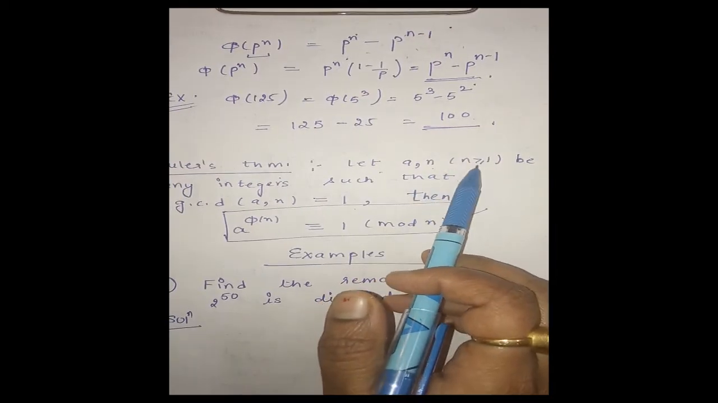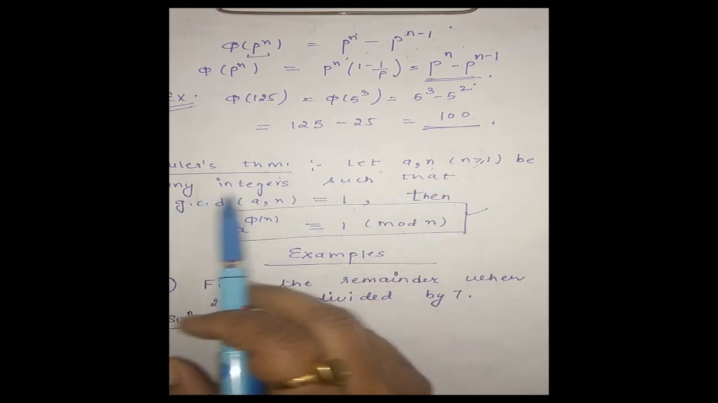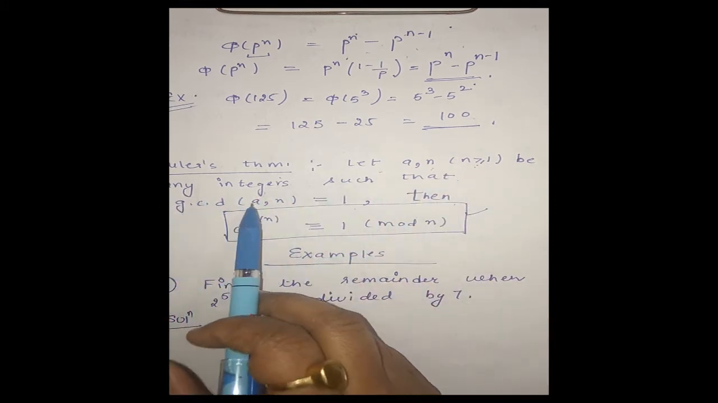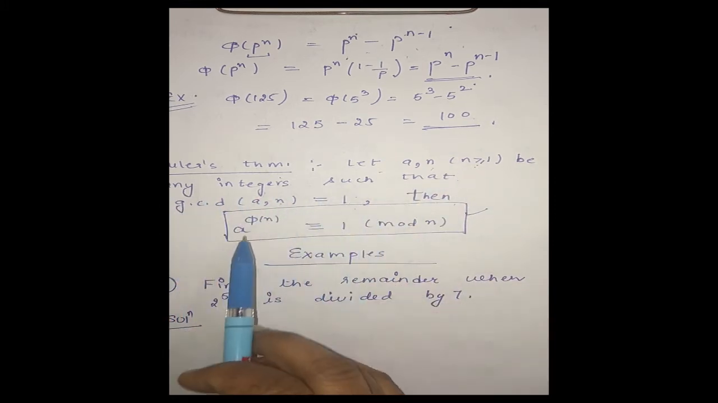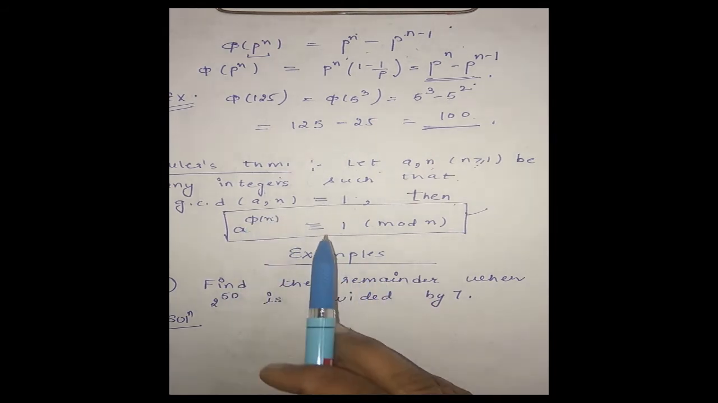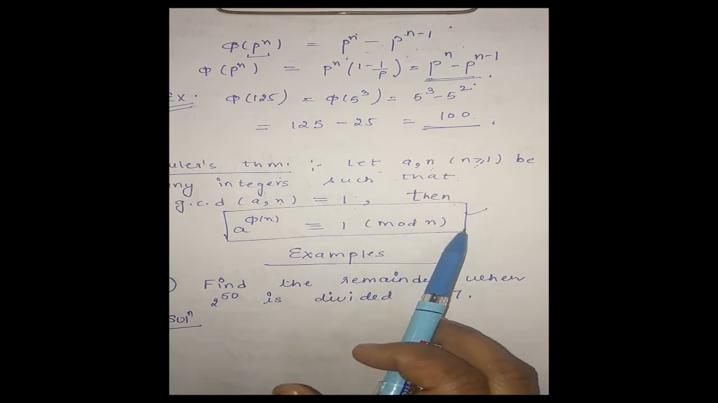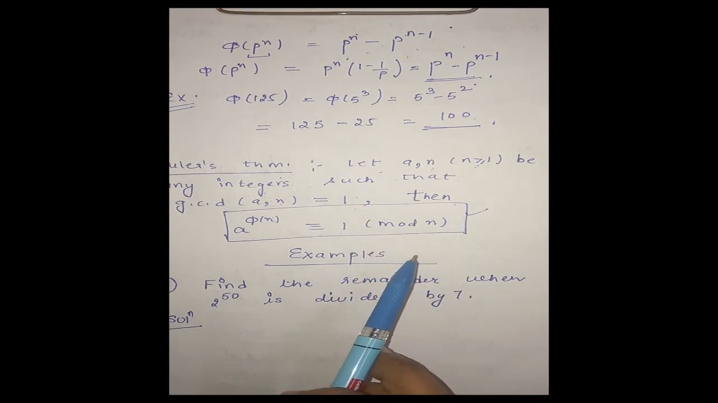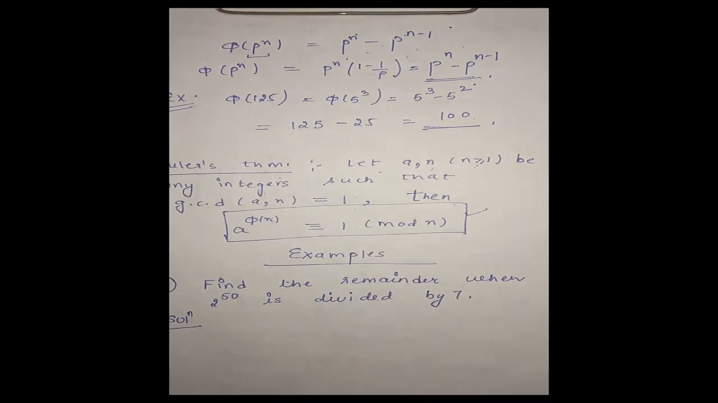And the result is: let a and n, where n is greater than or equal to 1, be any integers such that GCD of a and n is 1. Then a power phi n, where this is the Euler phi function, is congruent to 1 modulo n. This result we are going to use in our problems. Okay, clear?